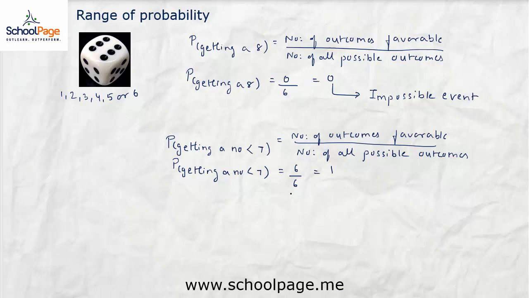So the probability of an event which is sure to occur is 1. Such an event is called a sure or certain event. Probability always will lie between 0 and 1.